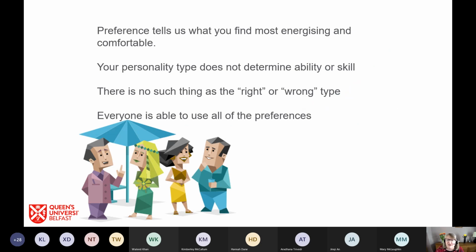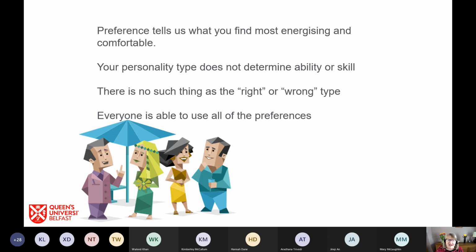Okay, so it's very important to remember that when we're looking at these 5 different spectrums in our questionnaire, so hopefully you have your report, you have your different letters there, and each of those letters are across a different spectrum. So that's what I mean when I'm talking about these spectrums. What you're actually looking at there are your preferences. So your preference tells you what you find most energizing and comfortable. Just like whenever you used your preferred hand, you didn't have to work hard at it. It was something that came naturally to you. And that's what a preference is. And that's what you're seeing in the results of your questionnaire.